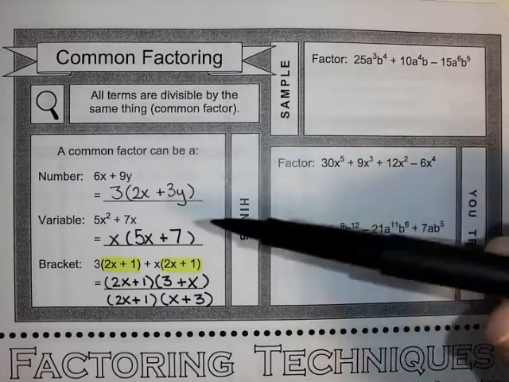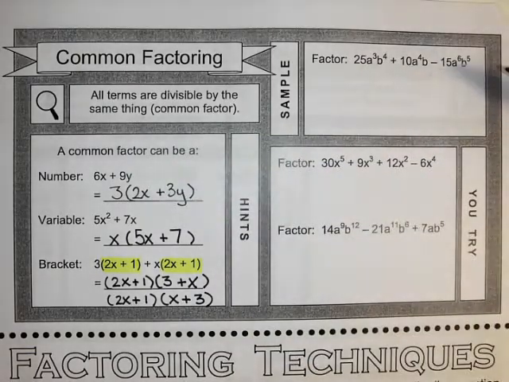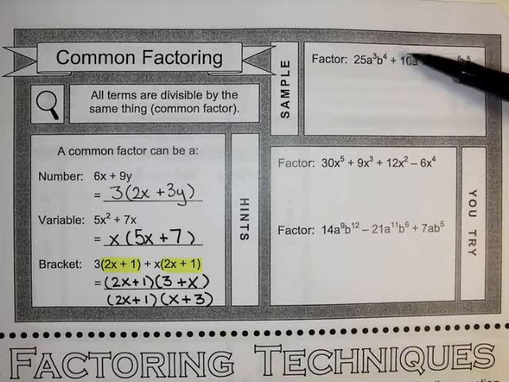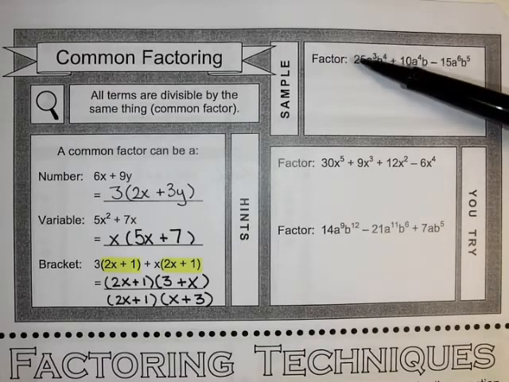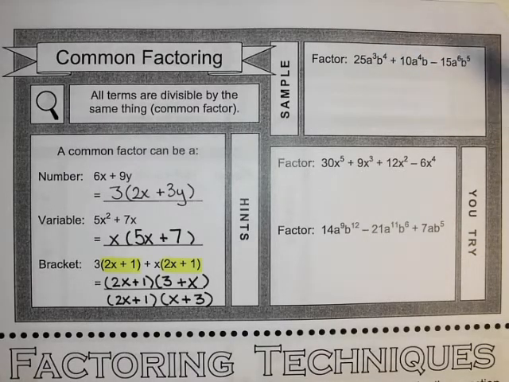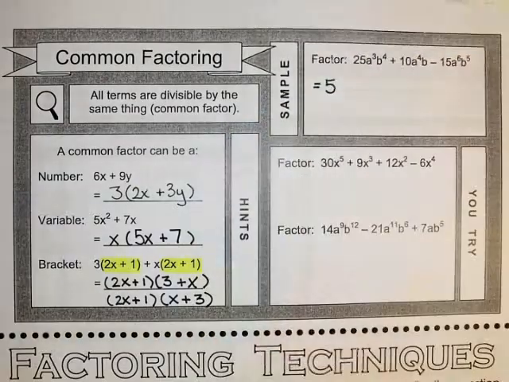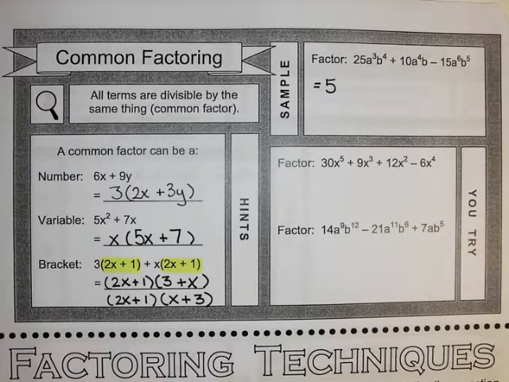All right, we're going to take those skills and do a couple of questions. I have 25a cubed b to the 4 plus 10a to the 4 b minus 15a to the 6 b to the 5. First, I'm going to look to see if they have a number in common. I look at my 3 coefficients, 25, 10, and 15, and I notice that they all divide by the number 5. You want to take out the largest number that will divide in, and in this case, it is just 5.